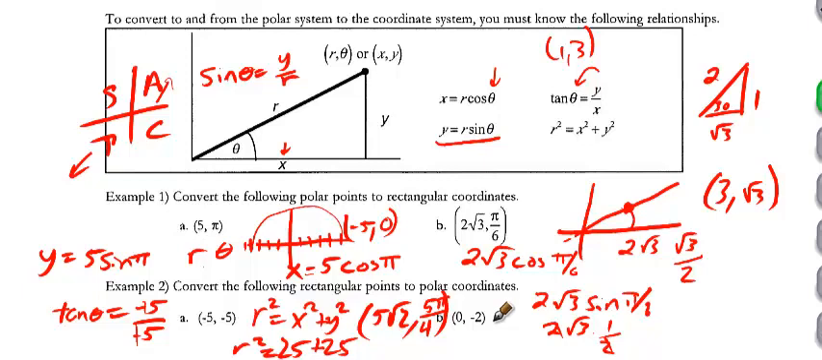And this next one, easier to do just by graphing it out. So 0, negative 2, down here. So my radius is 2, radius always from the center. And my theta is pi over 2, 2 pi over 2, 3 pi over 2. So 2, 3 pi over 2.